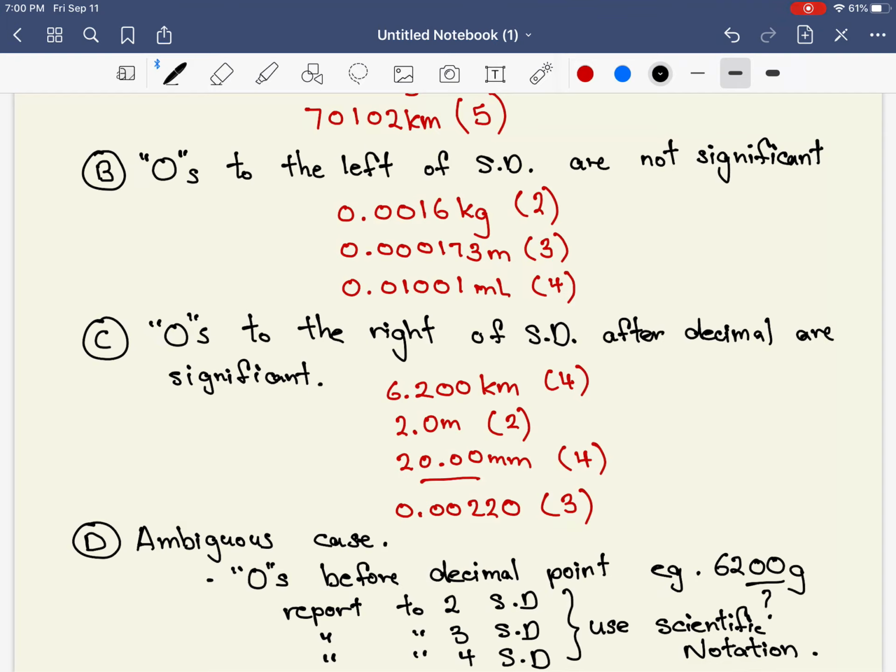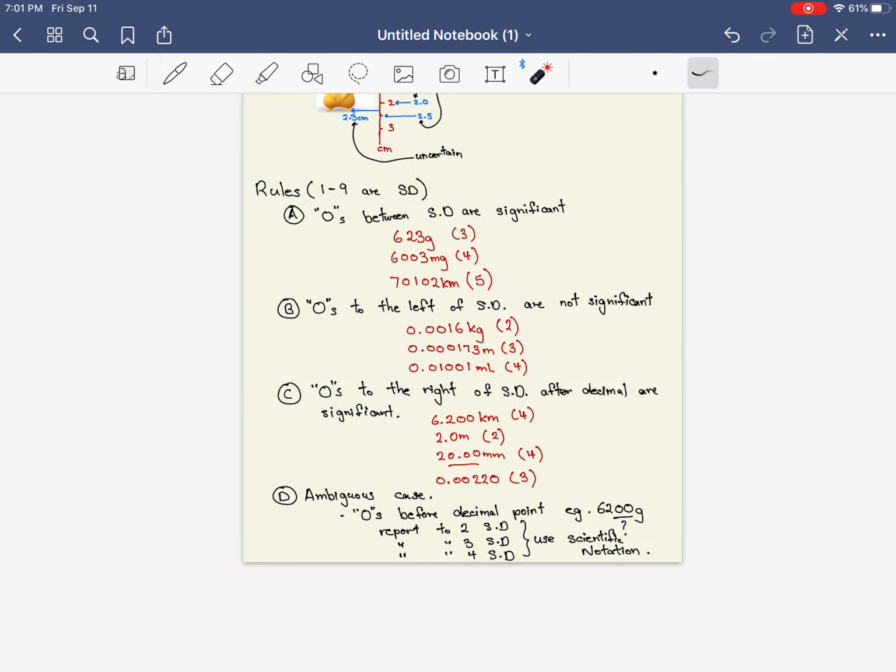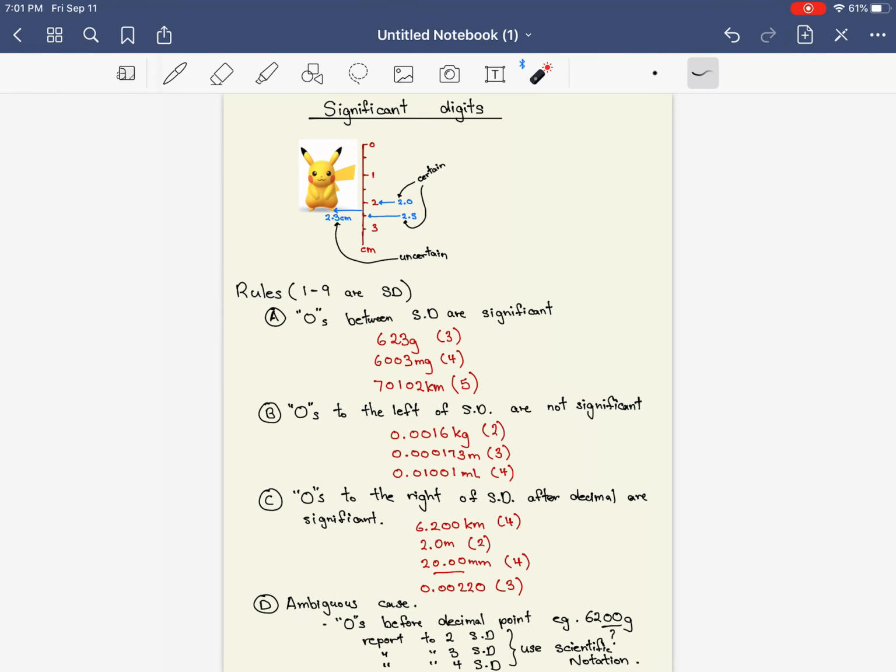And that's exactly what we're going to try to do. How do we turn 6,200 into scientific notation, where we report that number in 2 significant digits, 3 significant digits, and 4 significant digits? So let's do that.